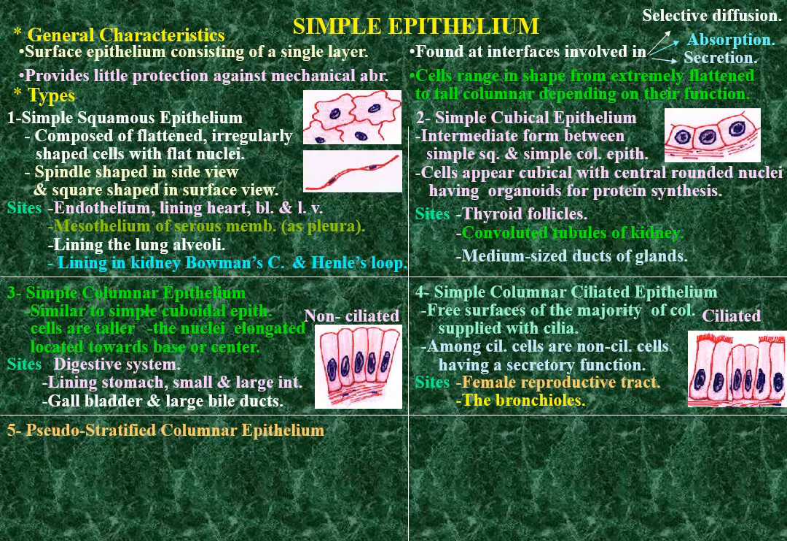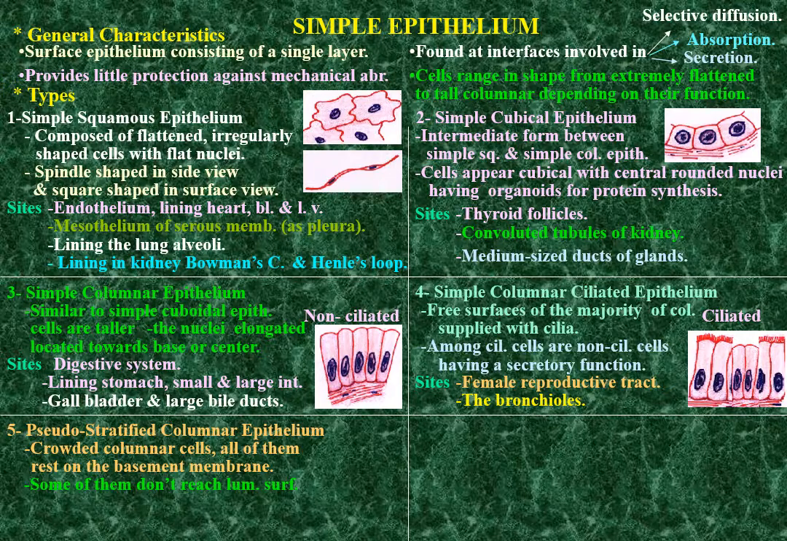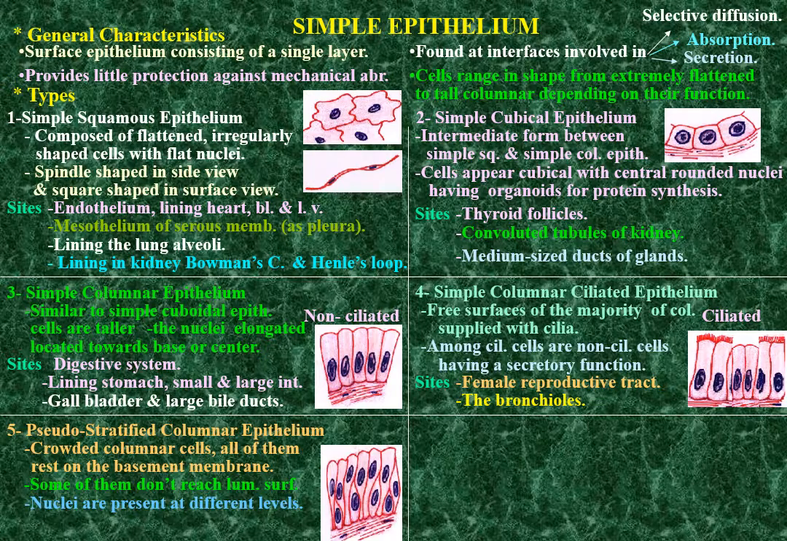Pseudostratified columnar epithelium structure. It is formed of crowded columnar cells. All of them rest on the basement membrane, but some of them do not reach the luminal surface. Such cells are capable of cell division, providing replacements for cells lost and damaged. The nuclei of these cells, however, are present at different levels, thus creating a false impression of stratification.